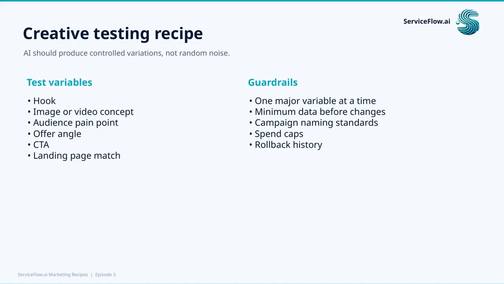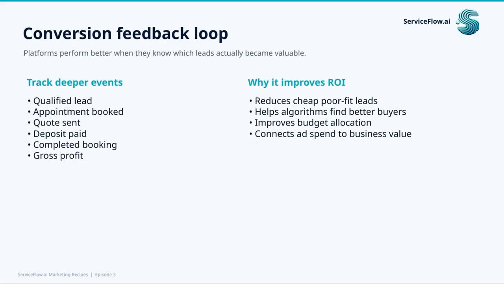Creative Testing Recipe. The creative testing recipe starts with 4 inputs: the offer, the audience, the pain point, and the proof. From those inputs, the AI creates multiple hooks, headlines, images, videos, captions, and calls to action. Then it watches for early signals. If people stop scrolling but do not click, the message is interesting but not actionable. If people click but do not convert, the landing page or offer needs work.